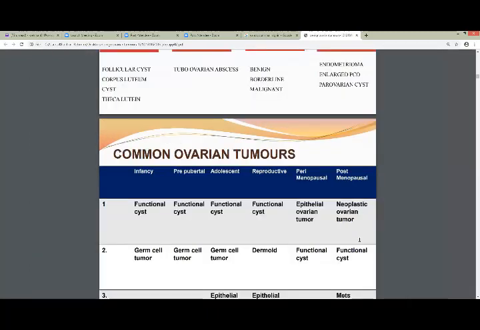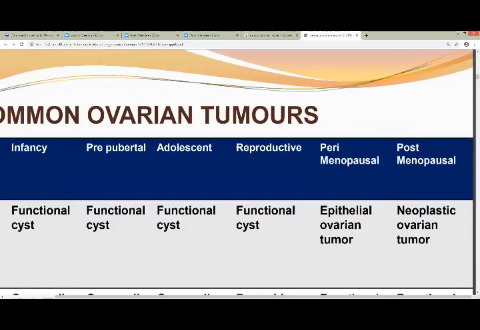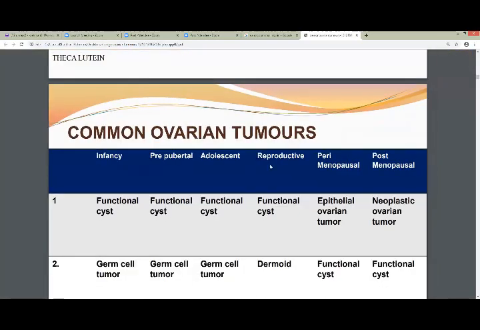So the common ovarian tumors are functional cysts, which can occur in infancy, in the prepubertal or adolescent age, and in the reproductive age. But we are very less likely to consider a functional cyst in the perimenopausal or postmenopausal age. Therefore, as I told you earlier, the evaluation of an ovarian cyst, keeping in view the age group, is very important.